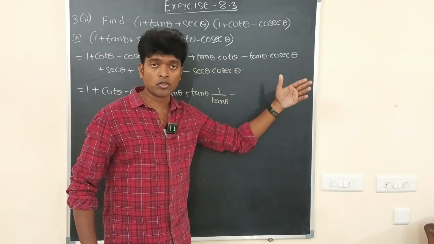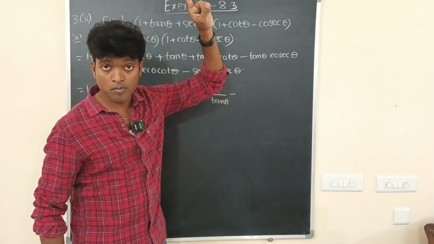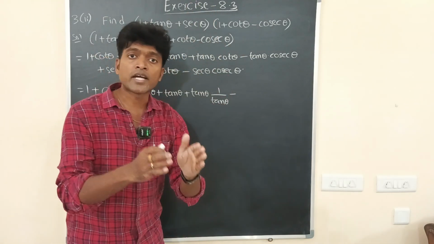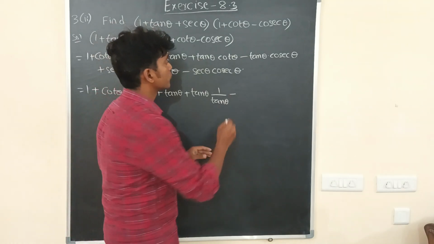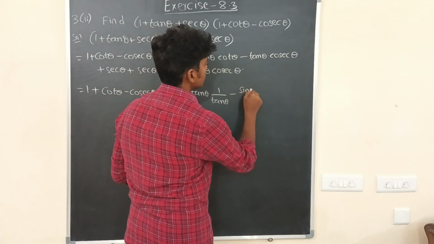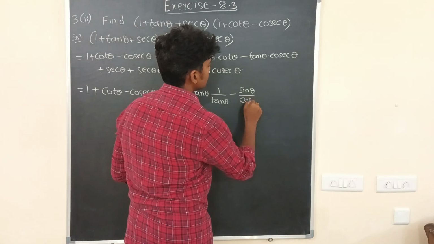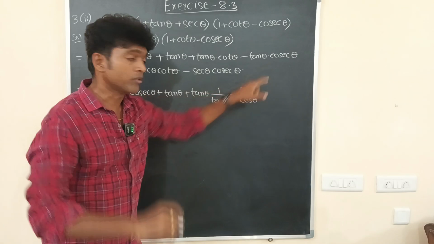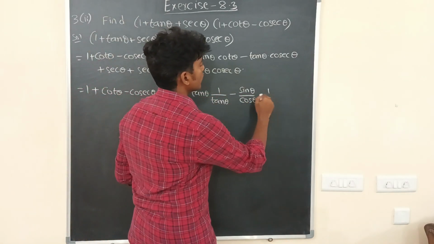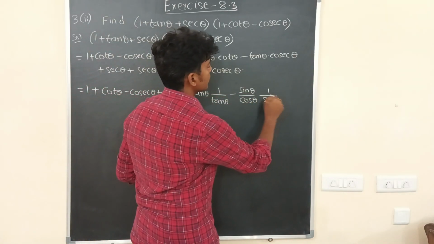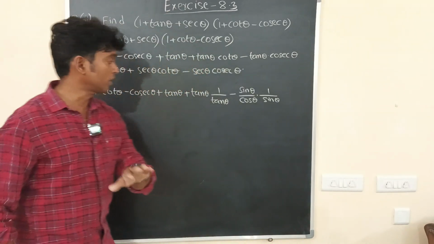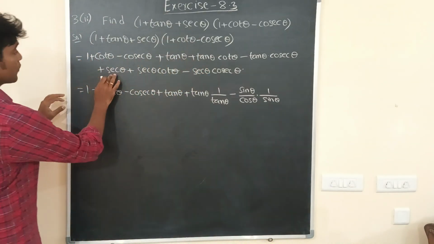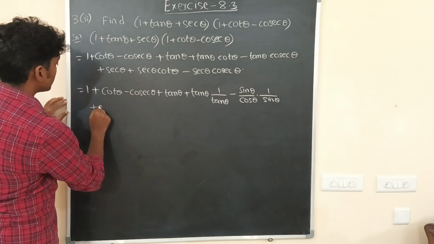into their formulae. What is tan theta in basic trigonometry? Tan theta is equal to sin theta by cos theta. So write tan as sin by cos. Now cosecant is equal to 1 by sin theta. Understood, I think. Now this one is a single term, so write as it is, plus secant theta.